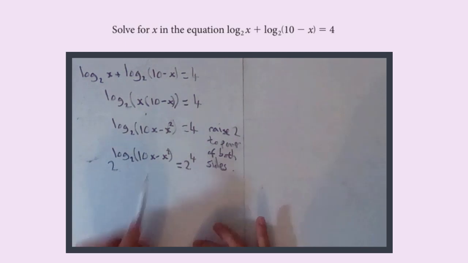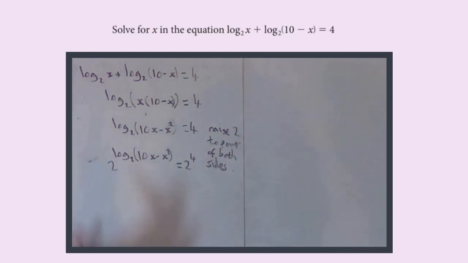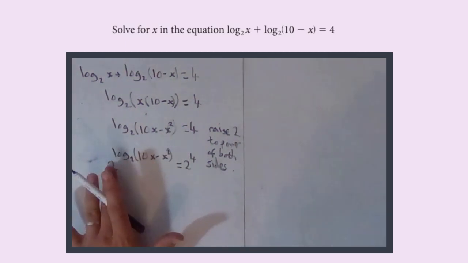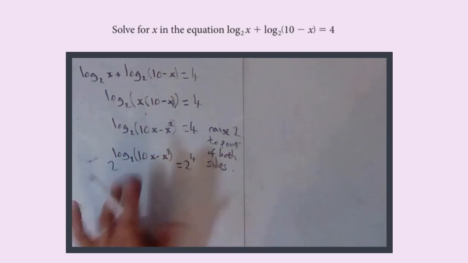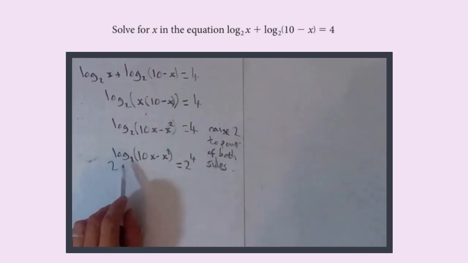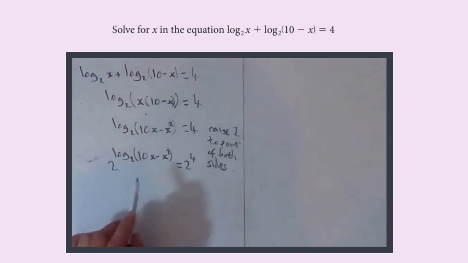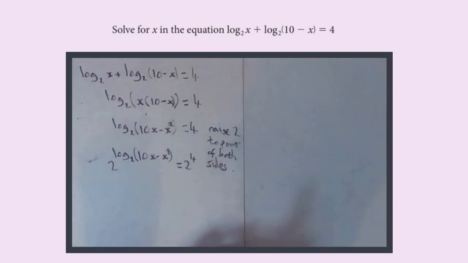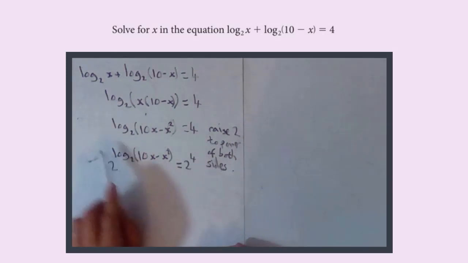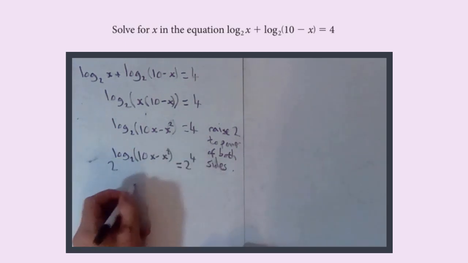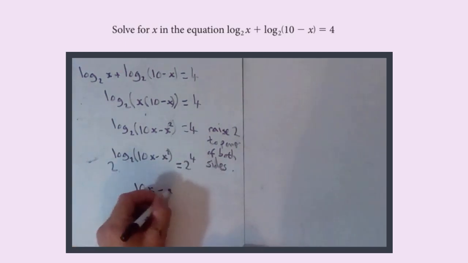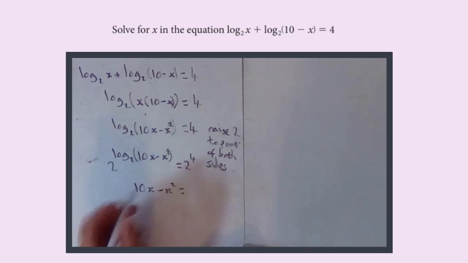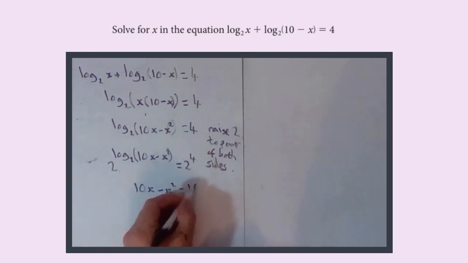Log base 2 of 10x minus x squared means the power that you raise 2 to in order to get 10x minus x squared. So if we raise 2 to that power, we will get 10x minus x squared. So this whole term on the left hand side is 10x minus x squared. On the right hand side, it's 2 to the power of 4, which is 16.